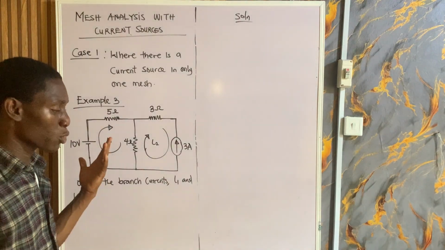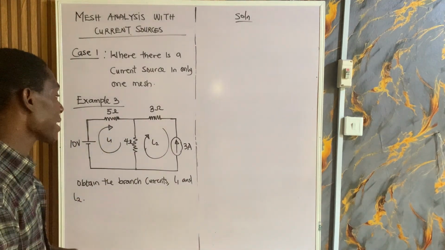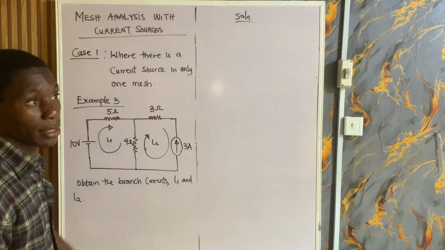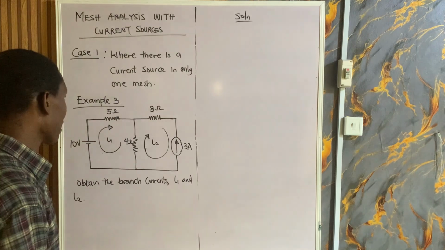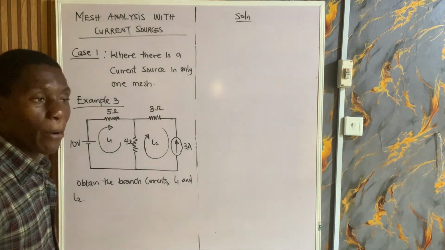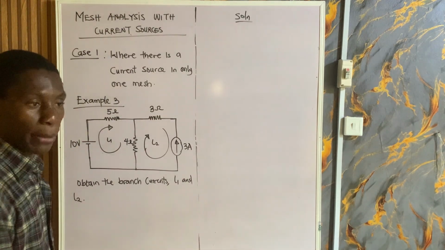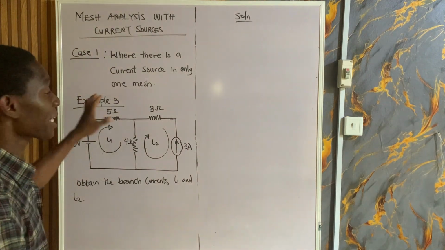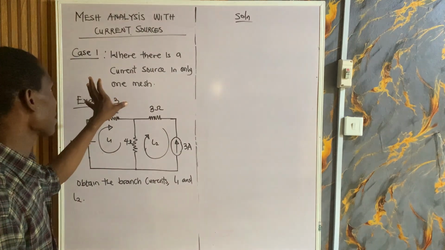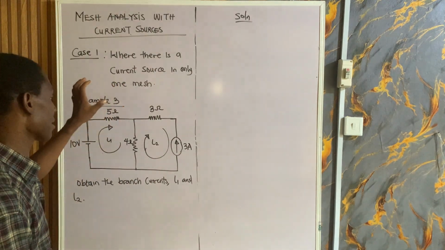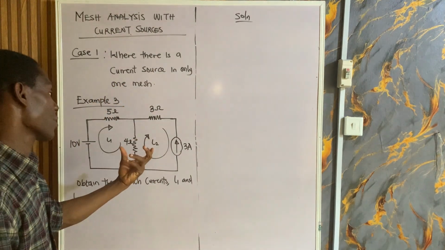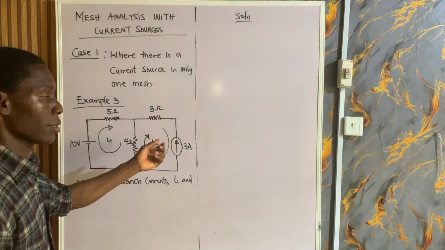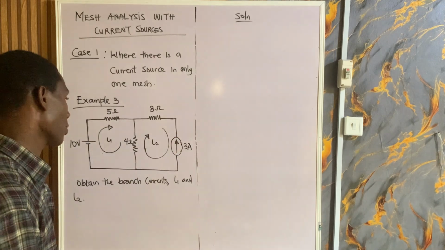In the previous examples we've solved, there weren't current sources in the question. All we have is voltage sources. But for this question now, we want to consider when we have a current source, because in some questions you could actually have current sources. How do you go about them? Well, we have two different cases under mesh analysis with current source. In the first case, we just have a mesh that has a current source, and that current source belongs to that mesh.